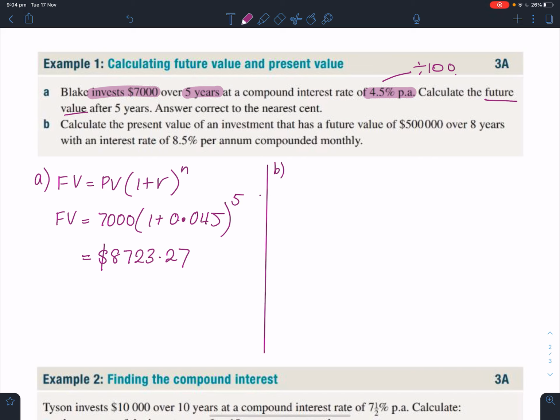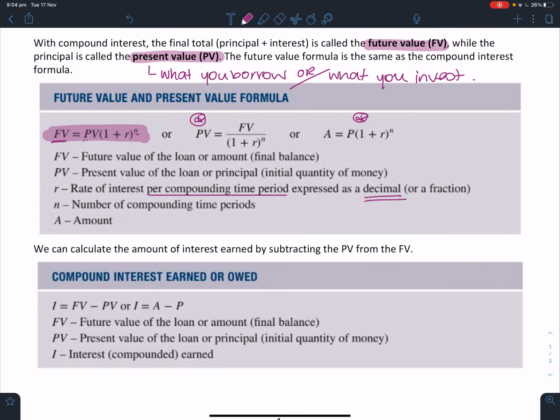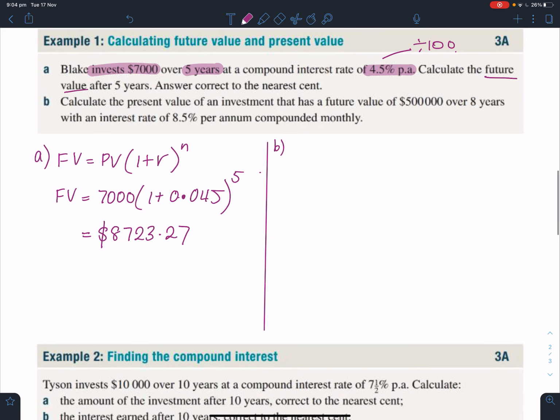All right, B. It says calculate the present value of an investment that has a future value of $500,000 over 8 years with an interest rate of 8.5% per annum. Now, as I said, you can, in this case, use that second formula, but I always use just the first one. So future value equals present value times (1 plus r) to the power of n.